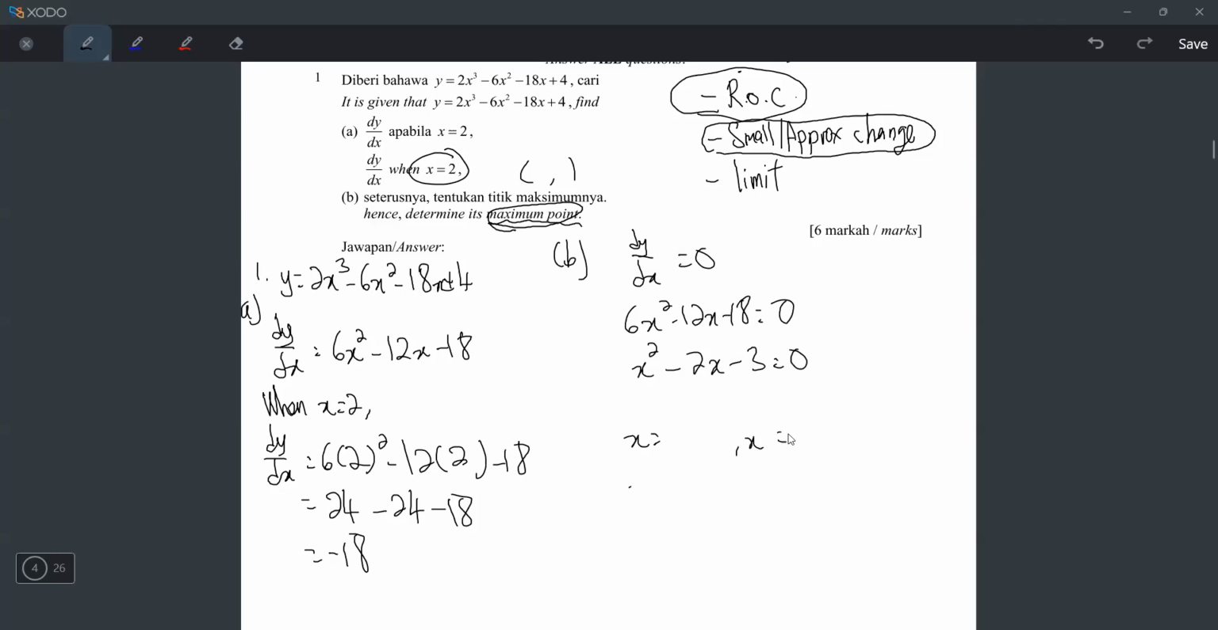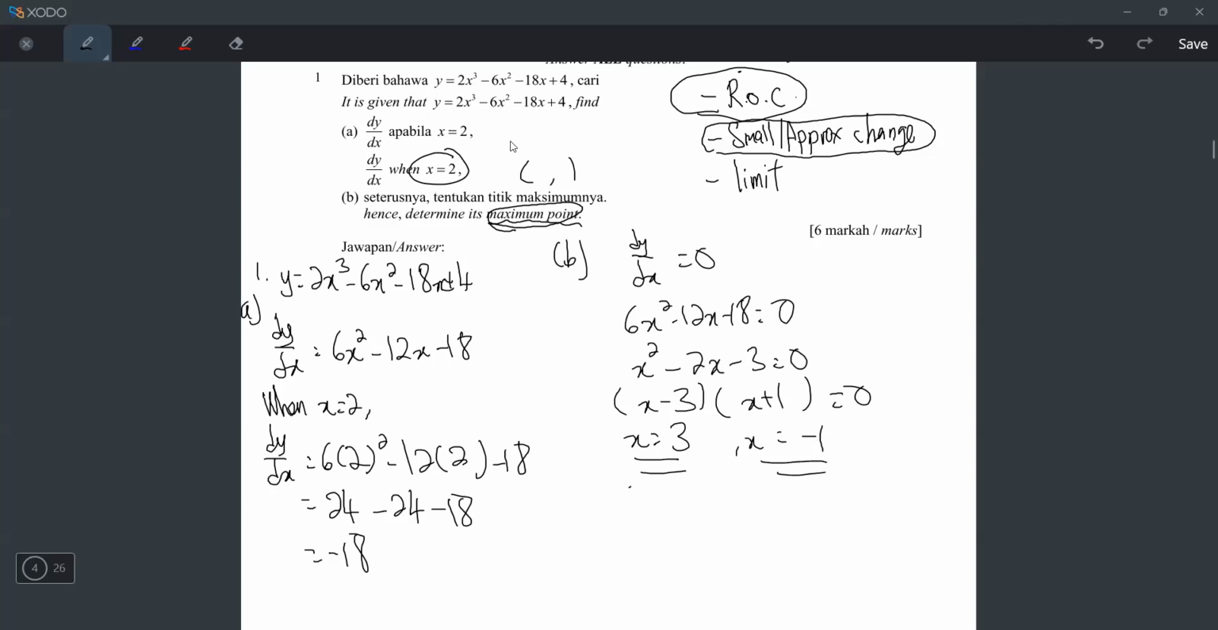Let's press. So I'll press mode, degree 2. So A is 1, B is negative 2, C is negative 3. So I end up with 3 and negative 1. So that is the x coordinate of the turning point. So above, you will write what? If it's positive 3, you write x minus 3. If it's negative 1, you write x plus 1. So this is your x coordinate of the turning point.